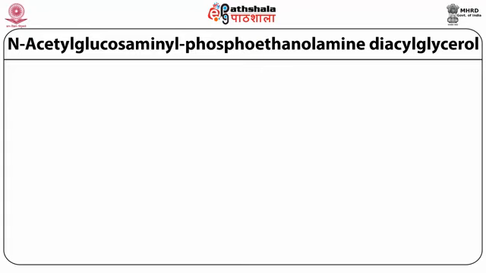The tetanus causing microbe Clostridium tetani produces N-Acetylglucosaminyl-diacylglycerol, where a phosphoethanolamine moiety is linked to the 6th carbon position of the sugar.